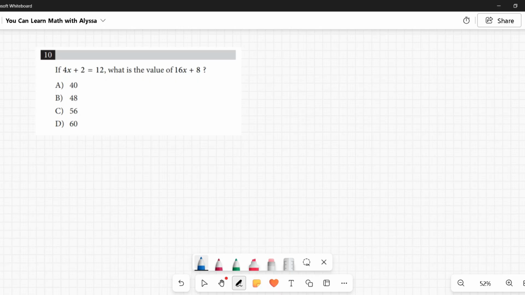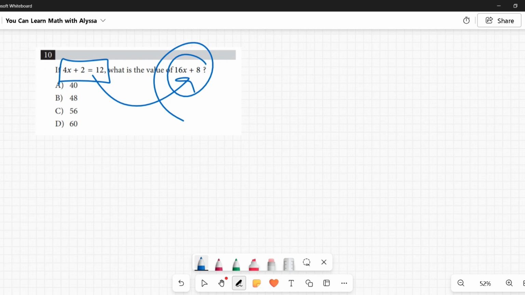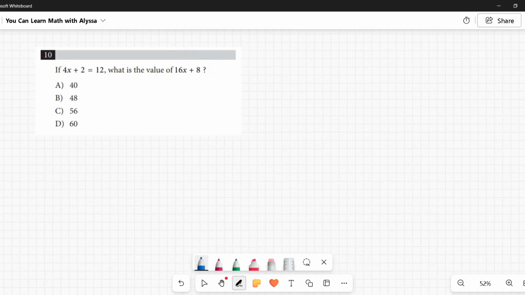The way that will always work, no matter what this secondary thing is, is to use this equation to solve for x and then plug it in over here. That will always work. So that's the first way we're going to do this. And if you're saying, Alyssa, what other way would we do this? Oh, just hang on. We've got another way.